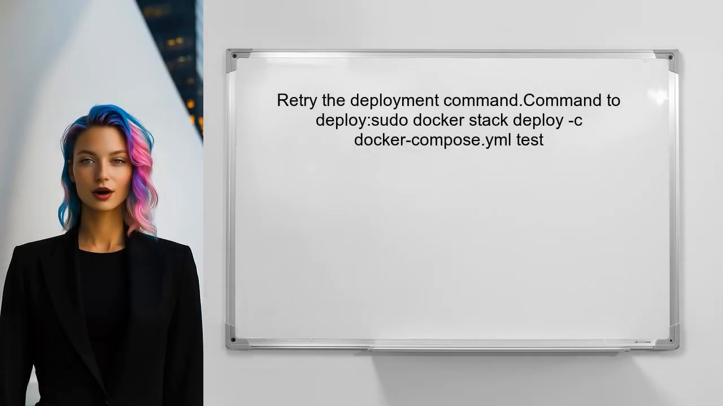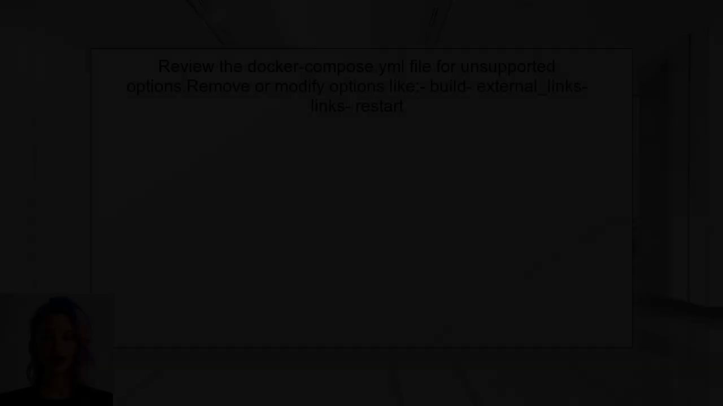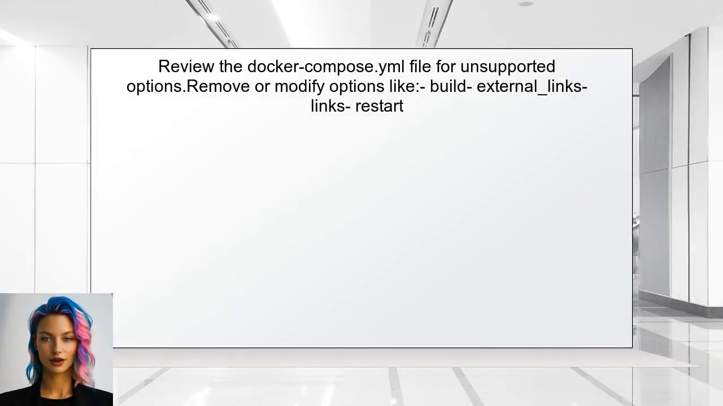If the image is not present, the user needs to build it using the appropriate Dockerfile. This can be done by navigating to the directory containing the Dockerfile and running the build command. After ensuring the image is available, the user can retry the deployment command. This time, it should proceed without the previous error regarding the image reference. Finally, if the user continues to encounter issues, they should review the Docker Compose YAML file for any unsupported options and remove or modify them accordingly.